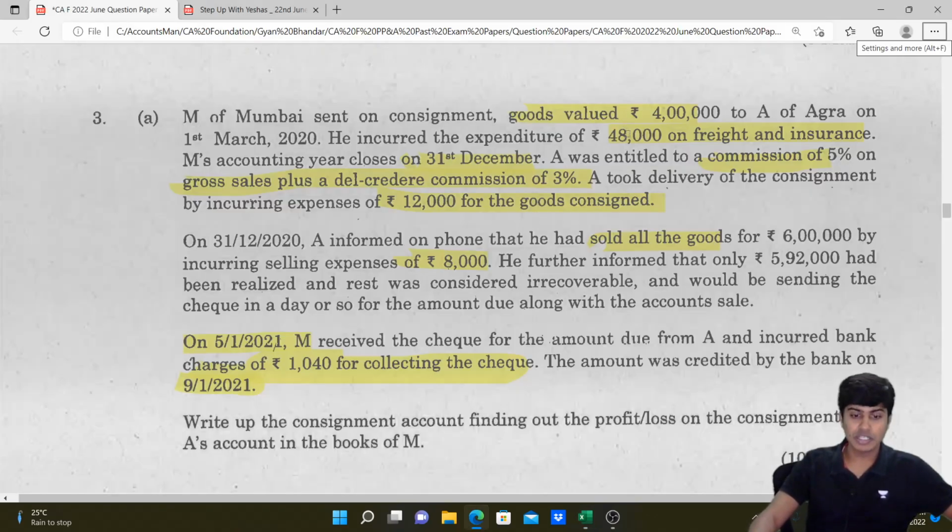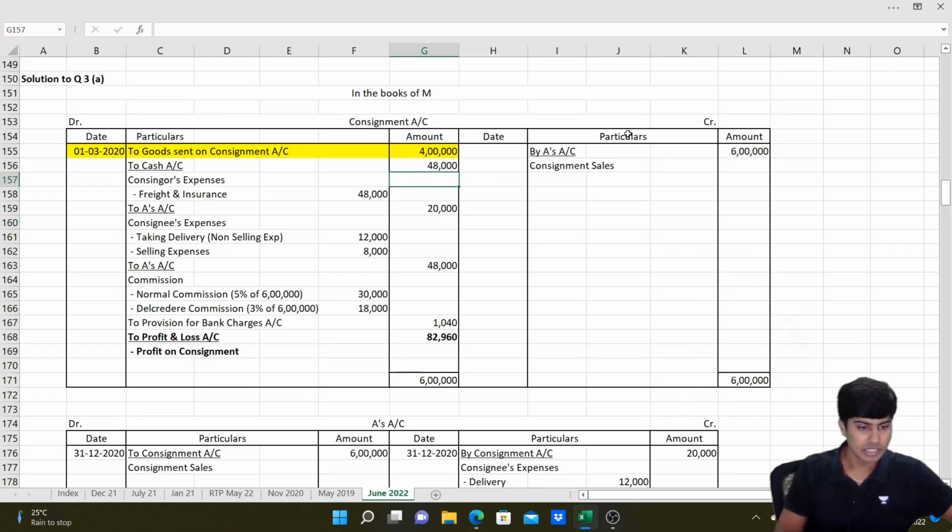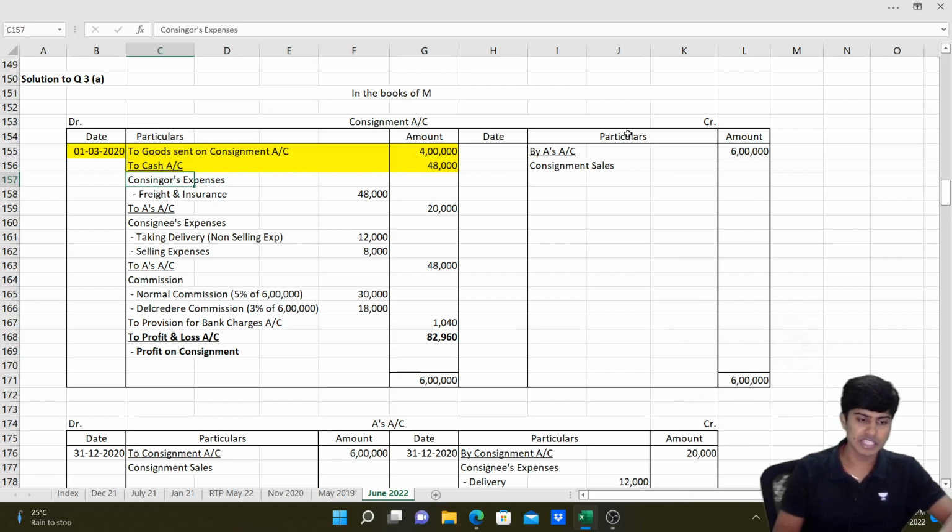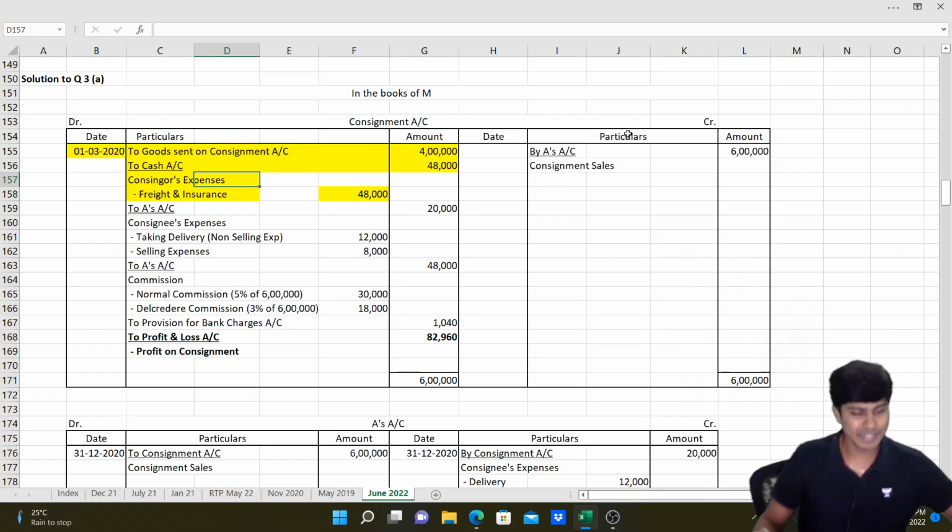Then what's happening? 48,000 expense incurred by consignor. So the entry is consignment account debit to cash or bank. It's not paid by consignee, so it is paid by consignor. So I'll write consignment account debit to cash account 48,000. This is expense incurred by consignor for freight and insurance, 48,000. Got that?